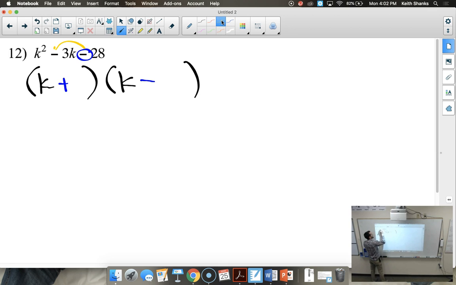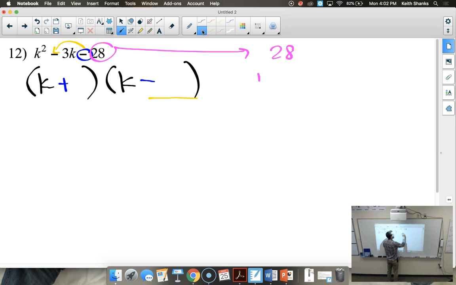Since this is a negative, the bigger number is going to go here. I think through all of my factors of 28. Okay, so 28 is 1 times 28, 2 times 14, 4 times 7, all right, and I think 7 times 4 would be the next one. So those are my factors. There's not a ton that time.